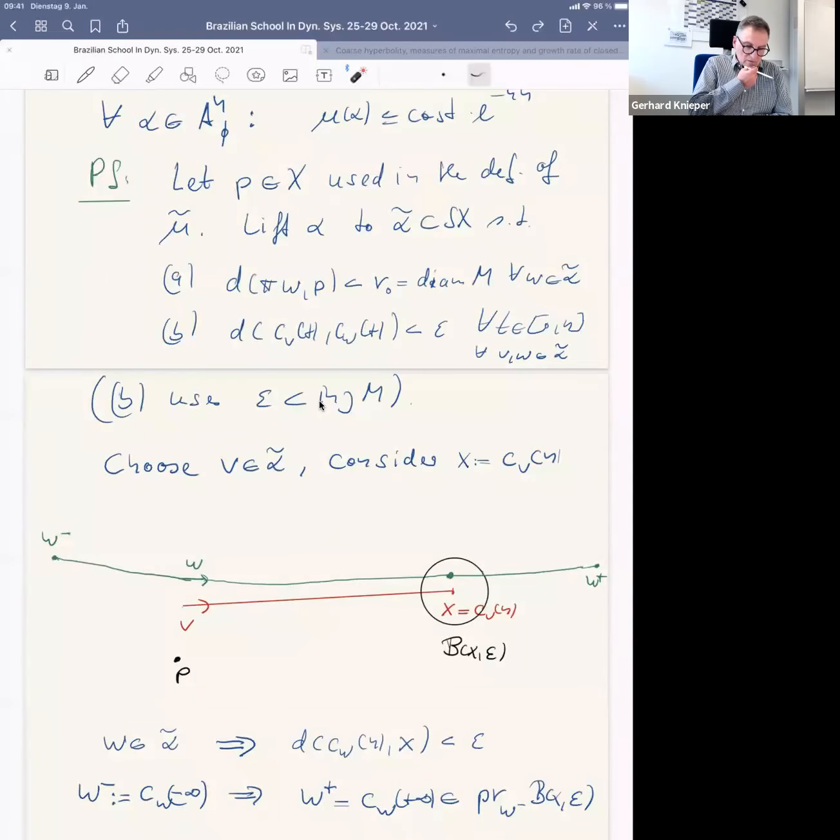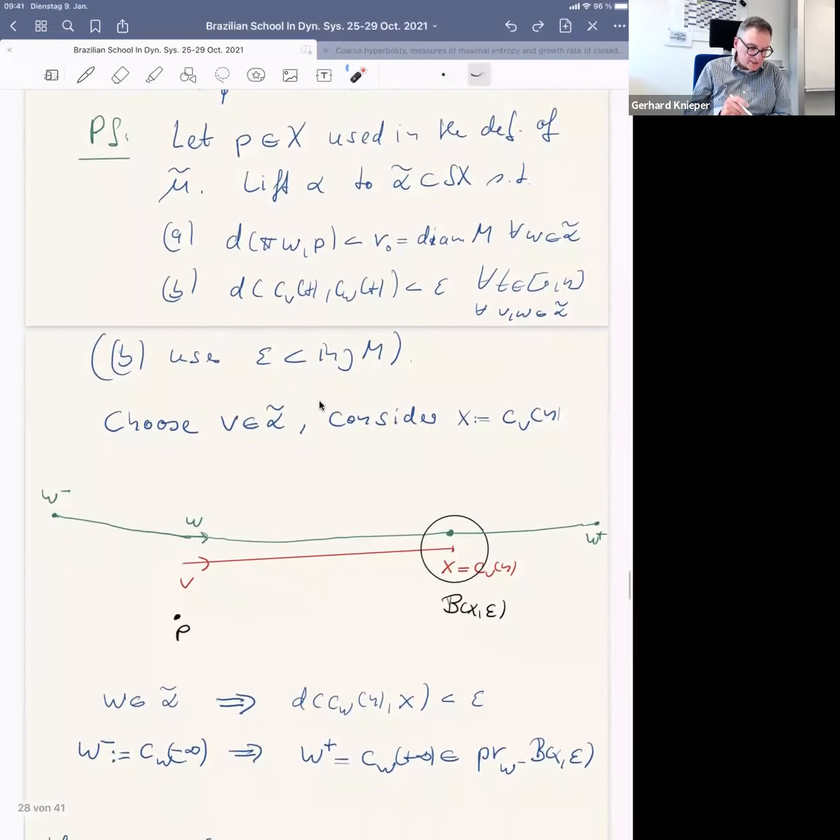Okay. So now I take any other point in the partition, and by definition, the other point will correspond to a vector such that the geodesic stays in the epsilon neighborhood for this time window 0 to n. In particular, the geodesic c_w(n) has distance smaller than epsilon from this point x. So x was the endpoint of this fixed geodesic in the partition which we choose.